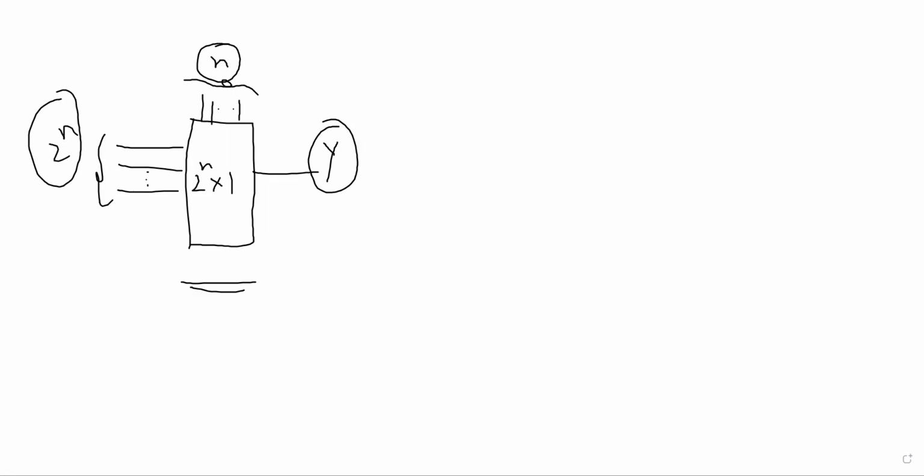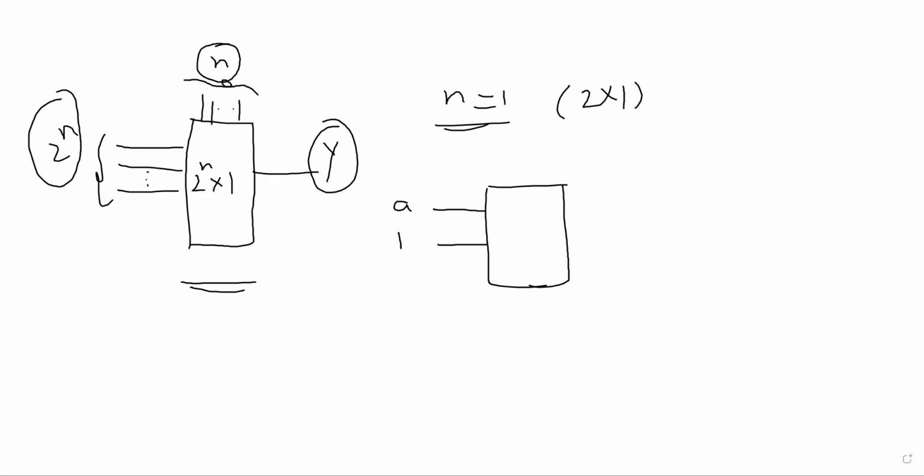Now if n is equal to 1, then you can realize a 2 by 1 multiplexer. That means you have only two inputs here. Let us consider a and b are the inputs, with only one selection line. Let us assume s is the selection line and y is the output. This is the 2 by 1 multiplexer.